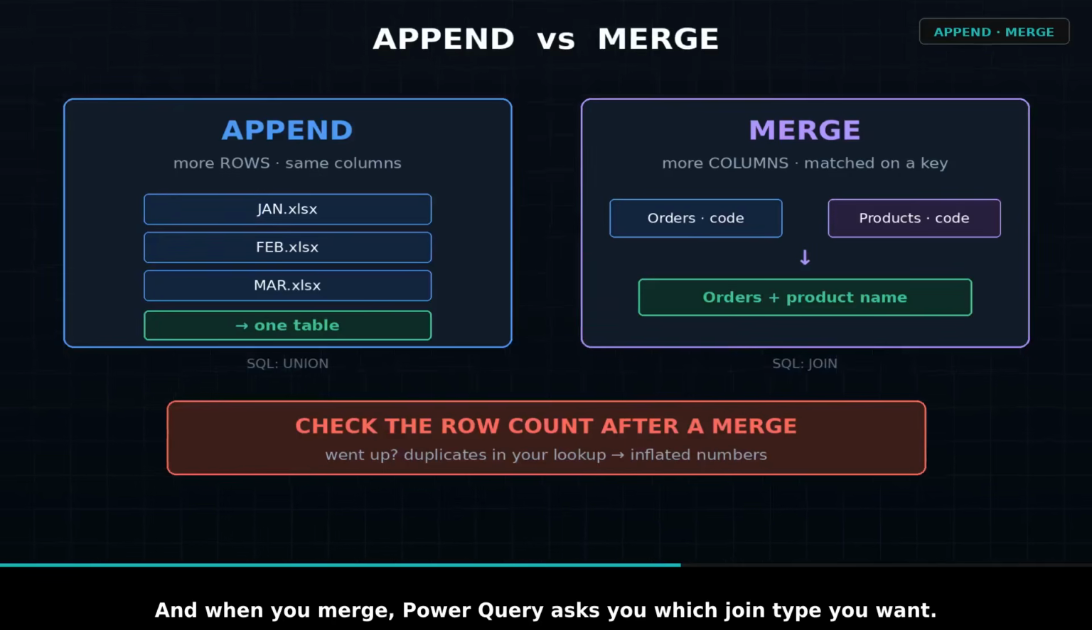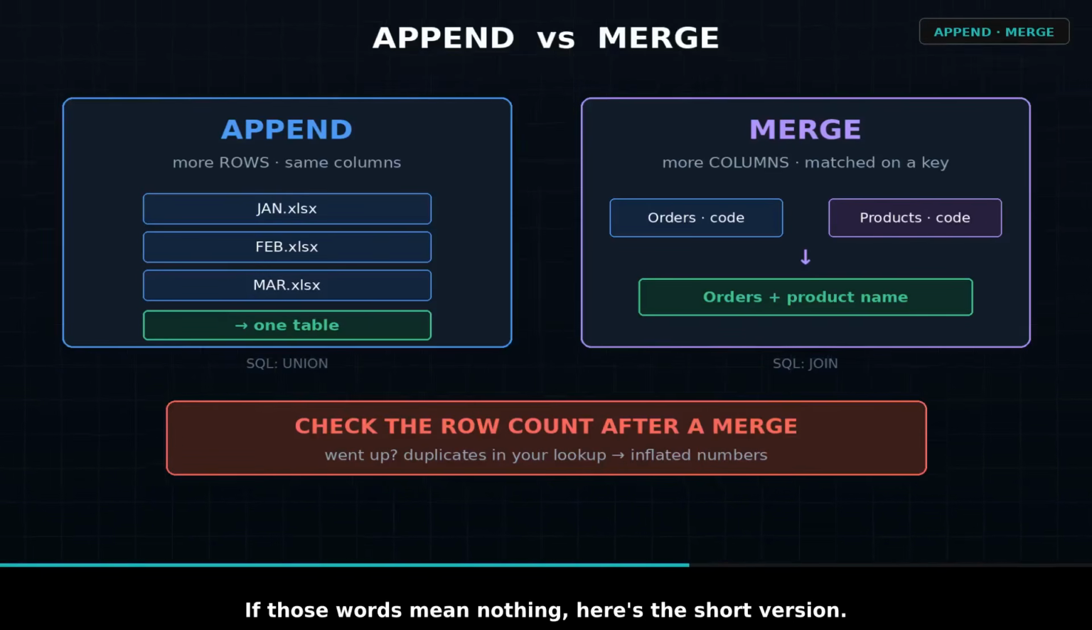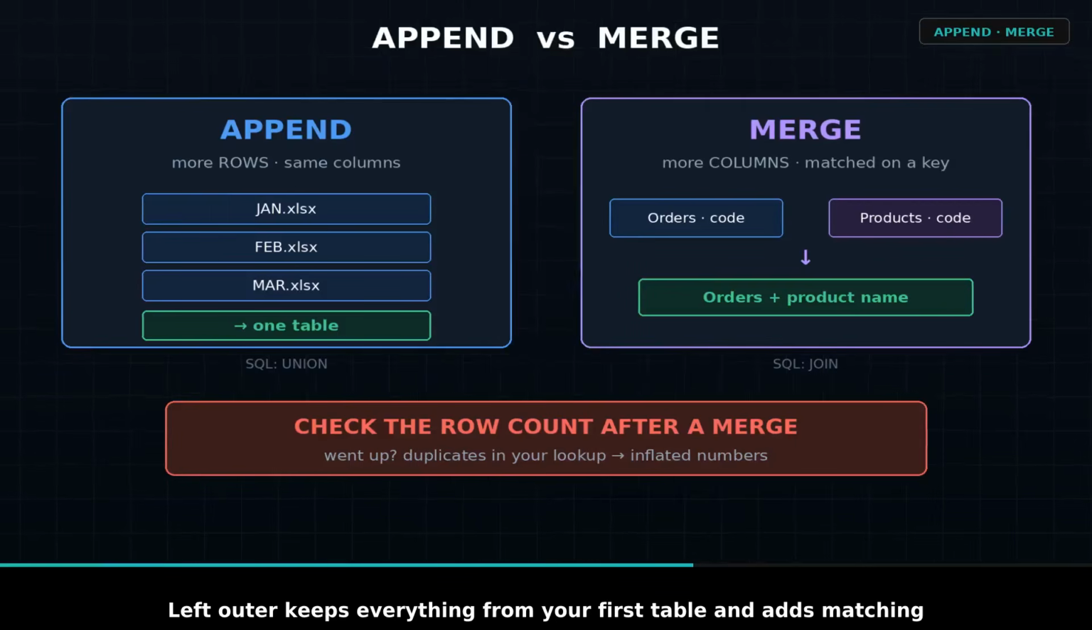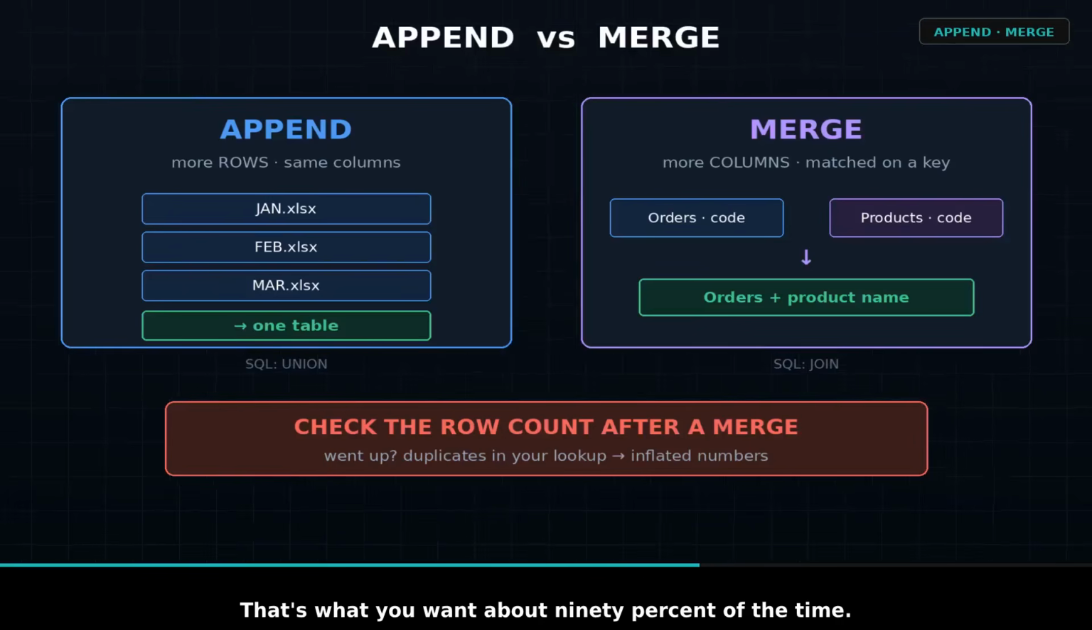And when you merge, Power Query asks you which join type you want. Left outer, inner, right outer, full outer, and a couple of others. If those words mean nothing, here's the short version. Left outer keeps everything from your first table and adds matching information from the second. That's what you want about 90% of the time.